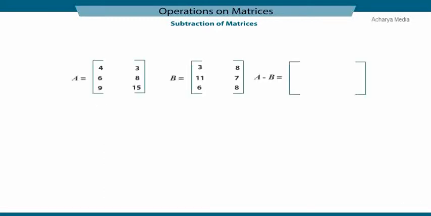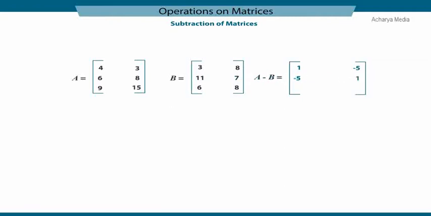Consider the matrices A and B of the same order, 3 by 2. Here we get the first element in the resultant matrix, matrix A minus B, as the difference of 4 and 3, which equals 1. The second element in the first row is 3 minus 8, which is minus 5. The first element in the second row is 6 minus 11, which is minus 5. And the second element in the second row is 8 minus 7, which is 1.